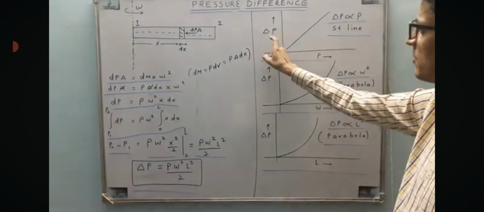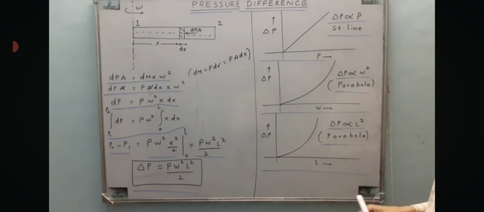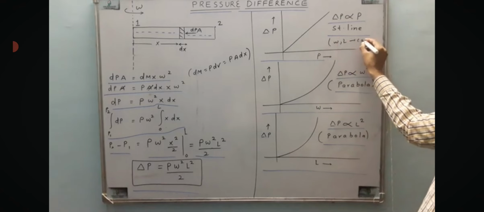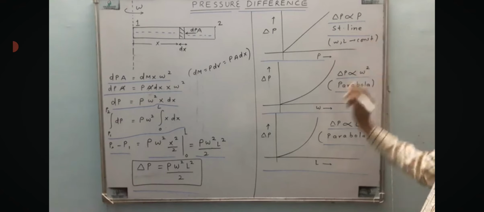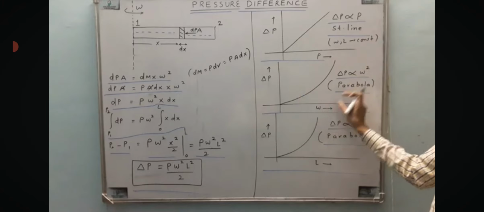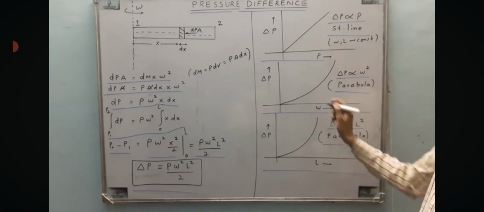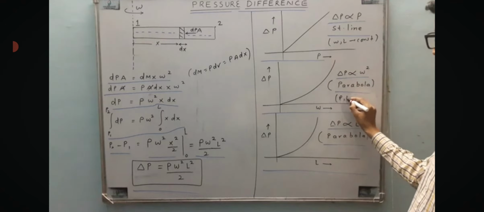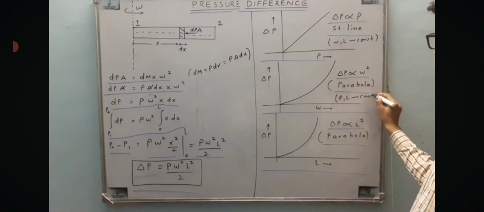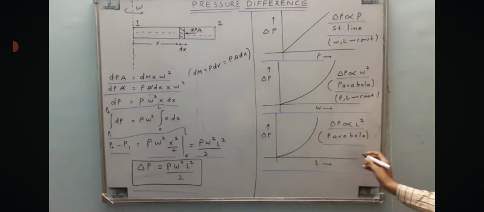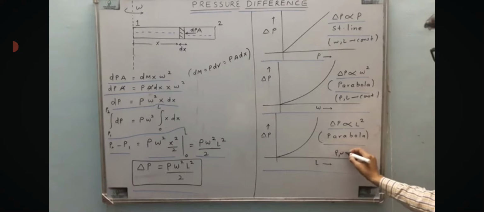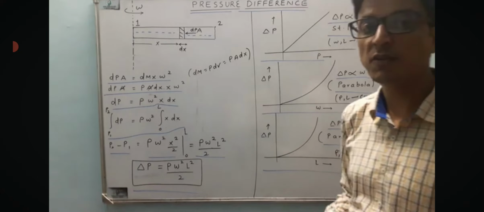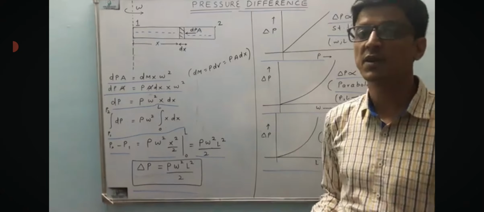So the first thing is the graph between delta P and rho will be a straight line. Here we have assumed that omega and L are constant. Similarly, the graph between delta P and omega will be a parabola because it's proportional to omega square. Here we have assumed that rho and L are constant. Similarly, graph between delta P and L will also be a parabola. Here we have assumed that rho and omega are constant. So in this way we can derive it, and we can also analyze them graphically.